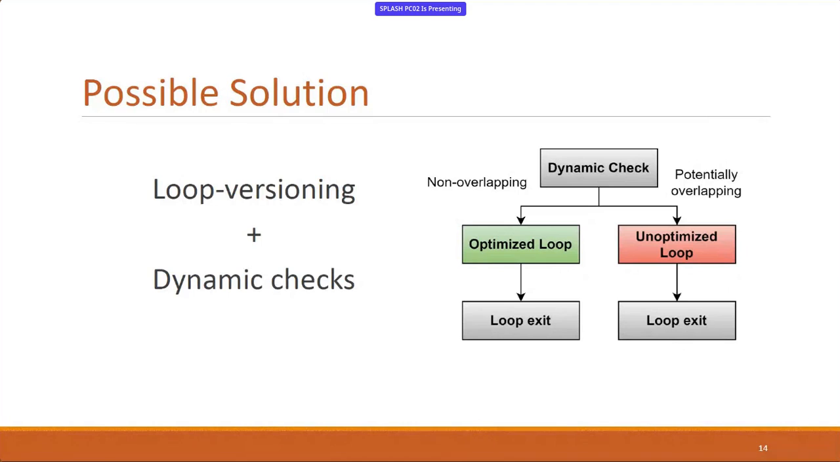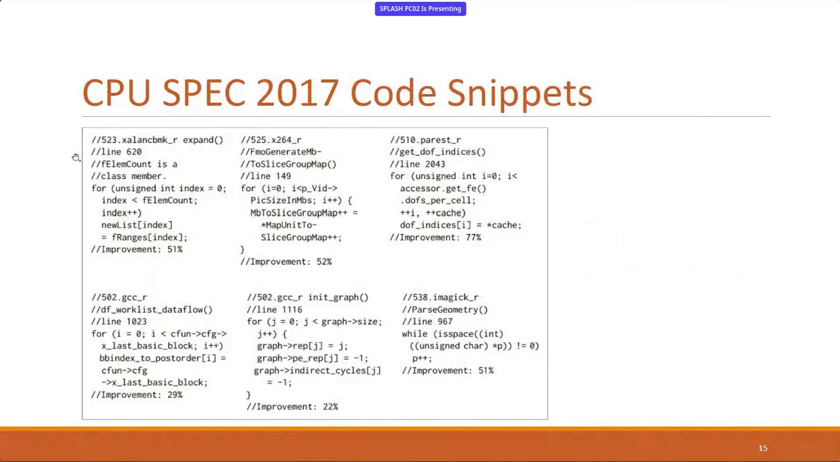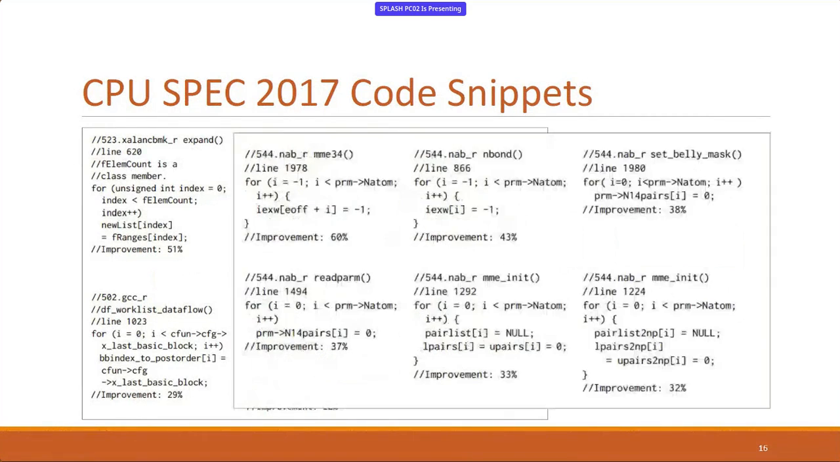If those annotations hold, then the optimized version of the loop is executed. Otherwise, the unoptimized version of the loop is executed. Several prior works are based on this idea. So these are some of the code snippets from SPEC benchmarks where the loop bounds are not loop invariants.